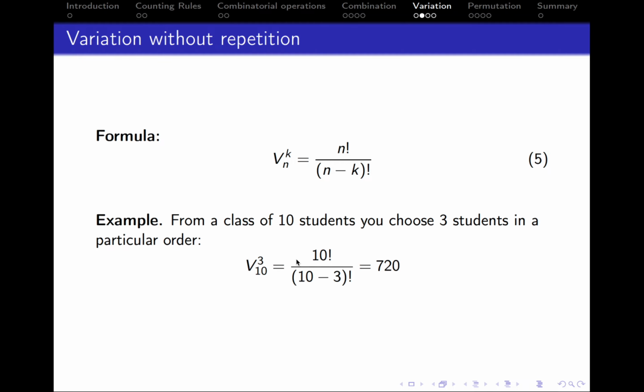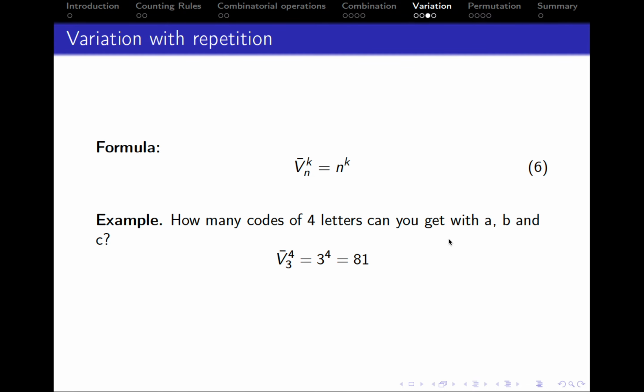So in this case, it matters in which way we select the students. And since people and students cannot be repeated, this is variation without repetition. So when we insert everything into the formula, selecting 3 people out of 10, we get that the number of ways those students can be ordered is 720.